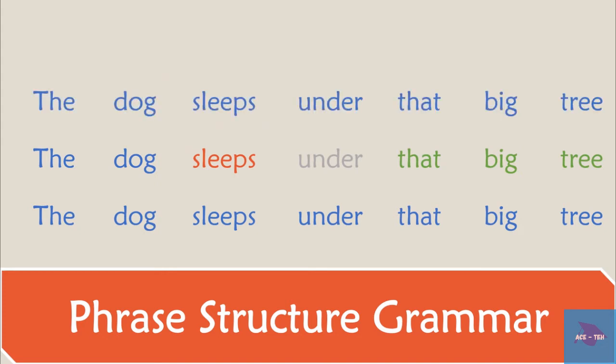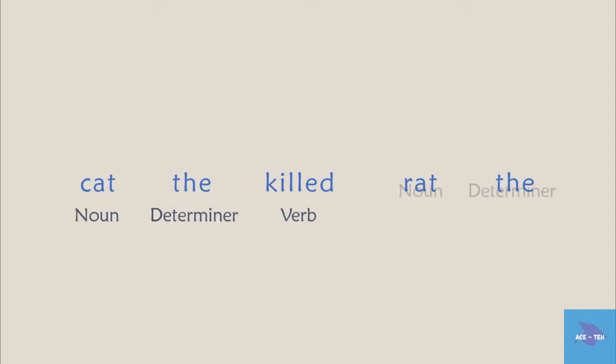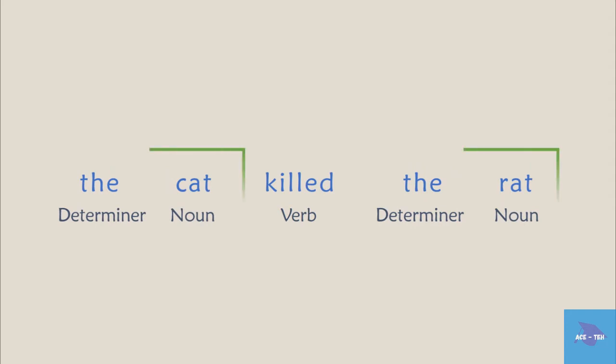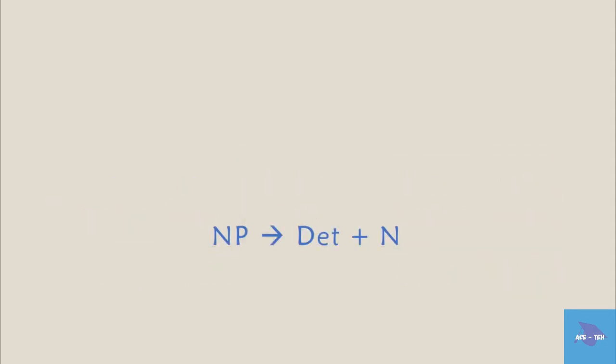Let's see why we say that words are not arranged on a one-by-one basis in a sentence. Take a look at this sentence. We know the words here are determiner or an article, noun, verb, and again a determiner and a noun. Now what if I say "cat the killed rat the"? Now the order became noun, determiner, verb, noun, and determiner. And we have an ungrammatical sentence. Why do we say that? A user of the English language knows that the determiner always comes before a noun. We have determiner plus noun that always comes in this order, and we call it a noun phrase. Hence, we can say that a noun phrase consists of a determiner and a noun.